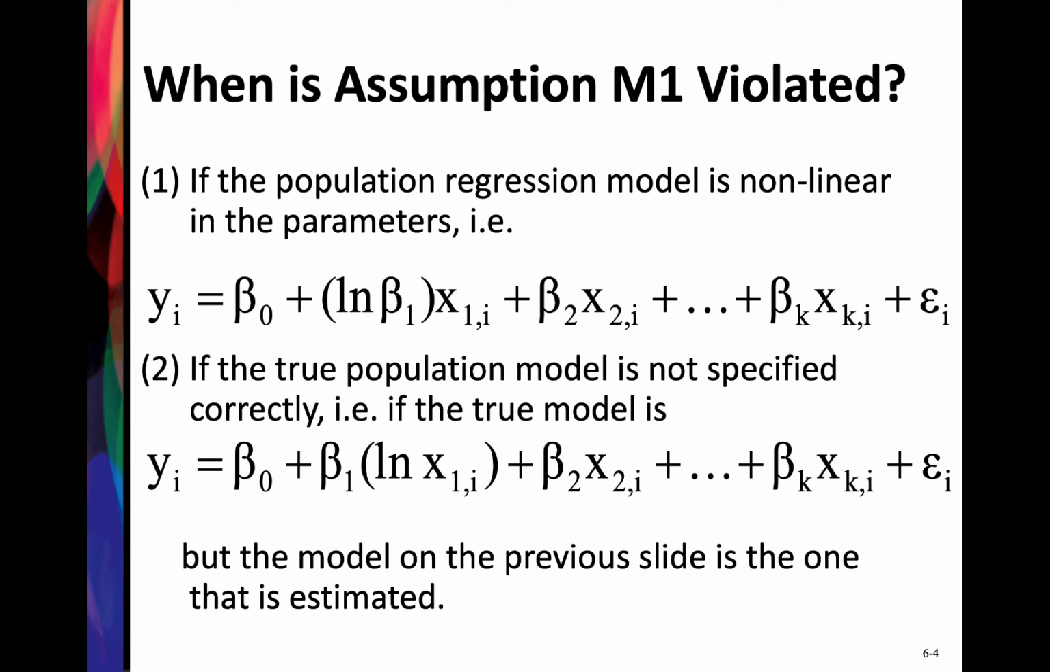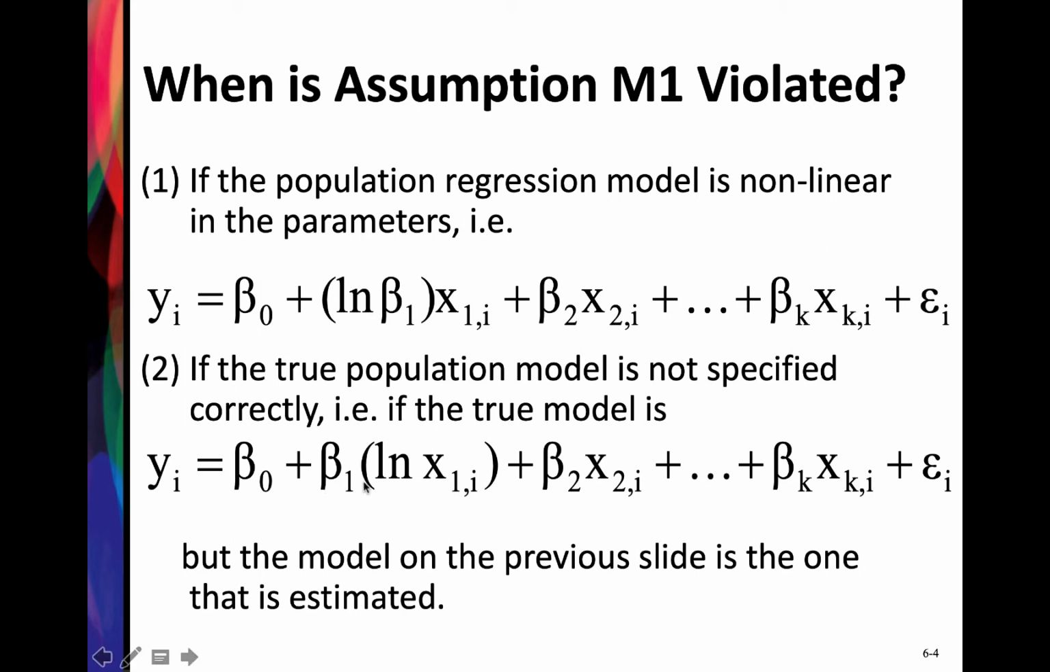When is this assumption violated? Well, under 2 circumstances. The first one is if we specify a model that is nonlinear in the parameters. So we can see that ln, the natural log of beta 1, is not linear in beta 1, and so this would not hold for our assumptions, and therefore this is a violation. This is an atypical violation.